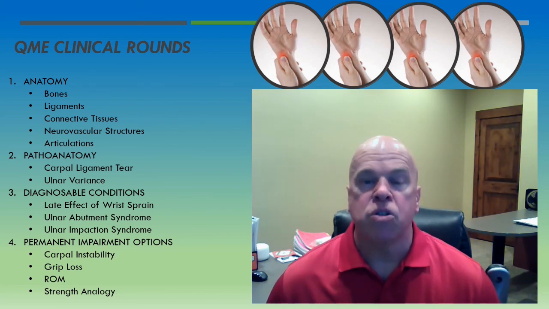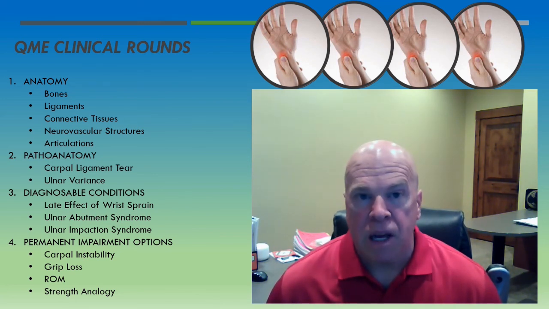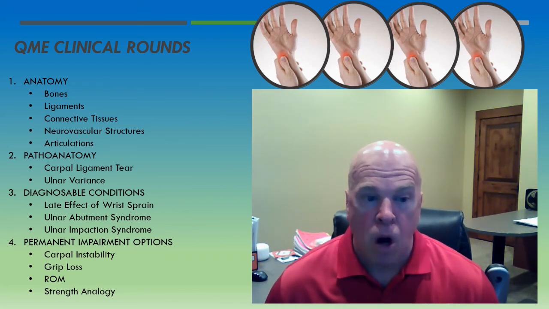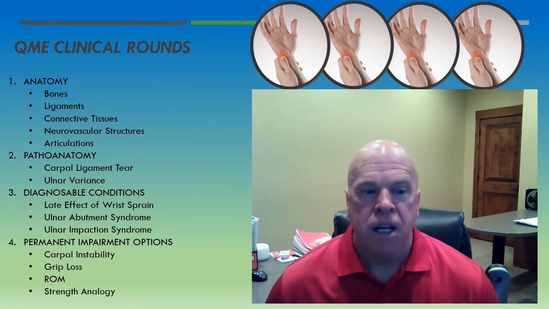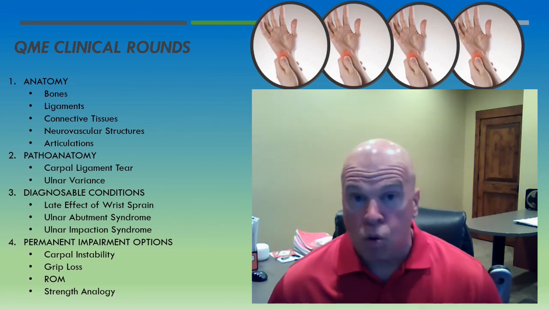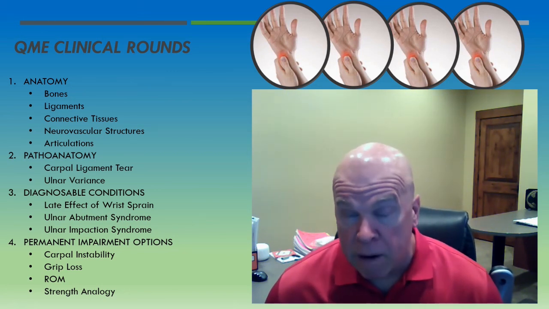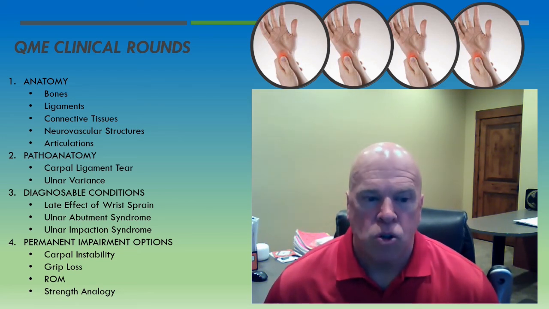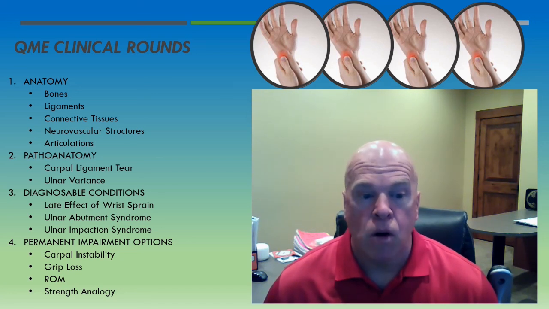We're really going to discuss only two conditions that we commonly encounter as qualified medical evaluators, and that has to do with sprain of the wrist, involving a carpal ligament sprain or even carpal ligament tear. And then I want to share with you some information about the radiographic finding of ulnar variants and how ulnar variants can contribute to diagnosable conditions such as ulnar impaction syndrome and ulnar abutment syndrome.